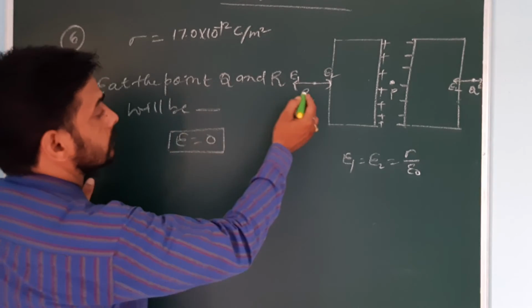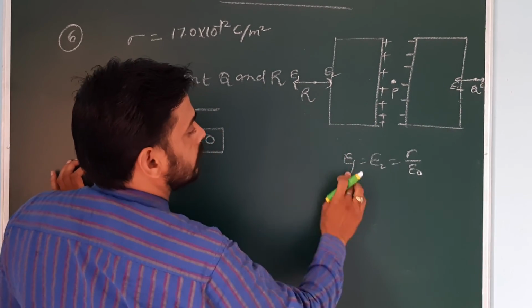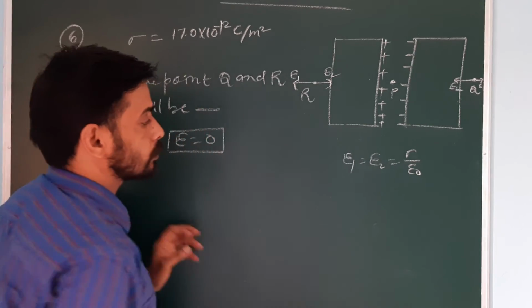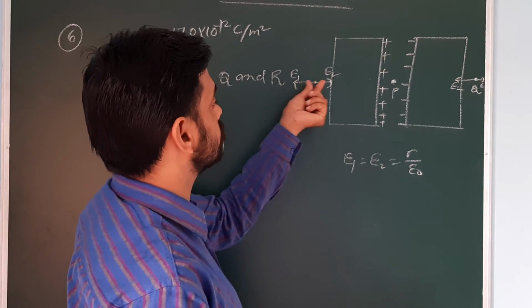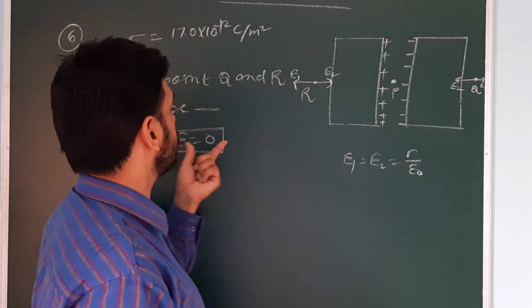So therefore at the points Q and R, it will be sigma by epsilon naught from each. They are equal and in opposite directions, so the resultant will be 0.